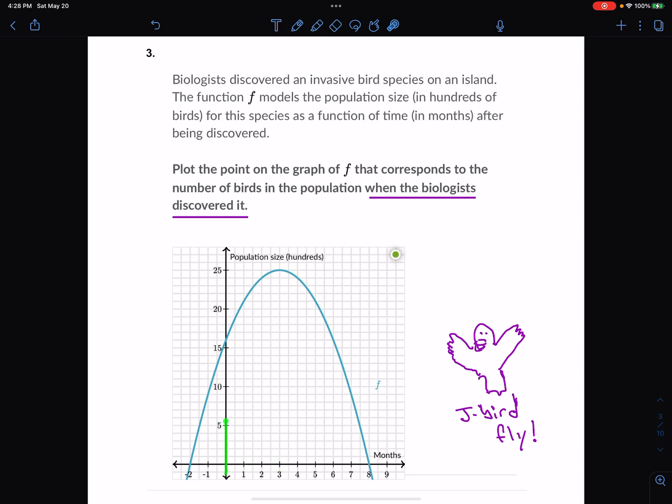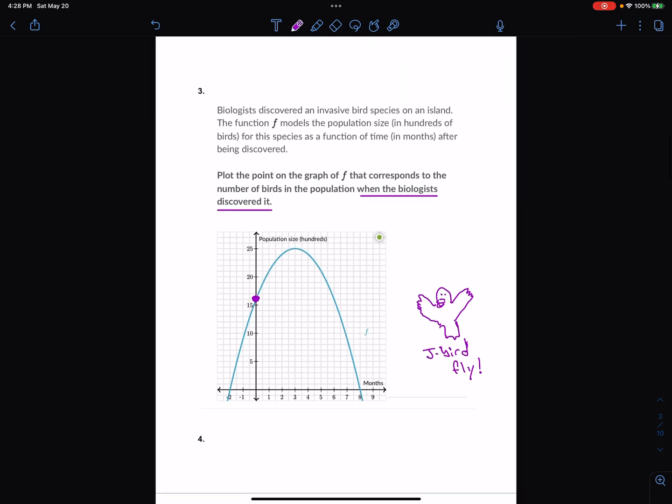When you start counting the birds is right here. It's our vertical intercept. 0 time went by when they first discovered the birds. So what they're asking for is the vertical intercept, and that's going to be right here. It looks like about 15, or no, like 16 is where that blue graph crosses the axis.